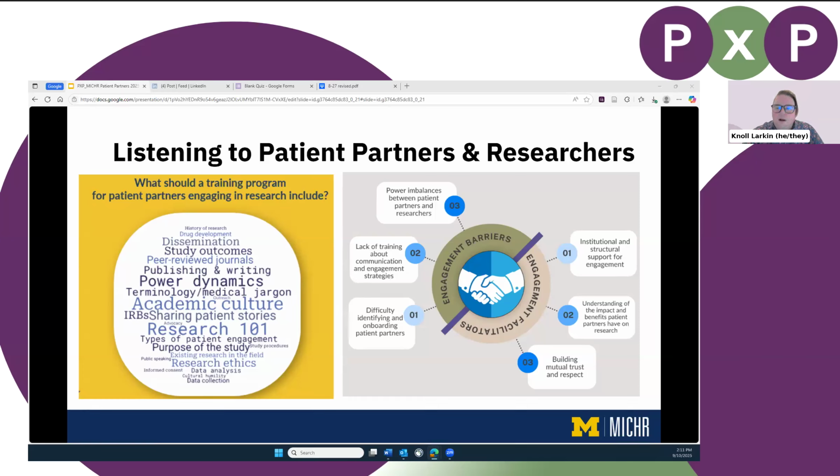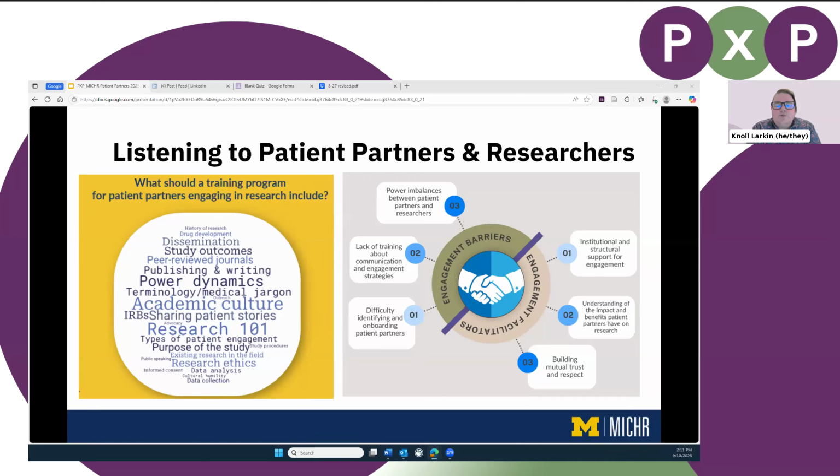So first we collected some qualitative data. And just as a reminder, qualitative data is information that we might gather to understand people's experiences, thoughts, or feelings. So instead of counting things, we're looking at themes or stories or ideas. So we interviewed 31 patient partners, 10 researchers, and then 6 folks that identified as facilitators of patient engagement and research. And so, for example, on the left, you'll see this word cloud.